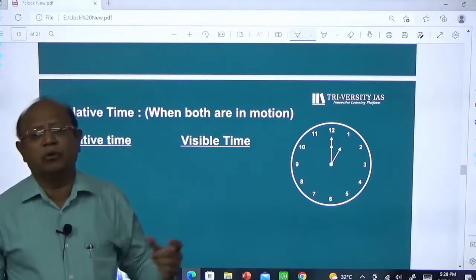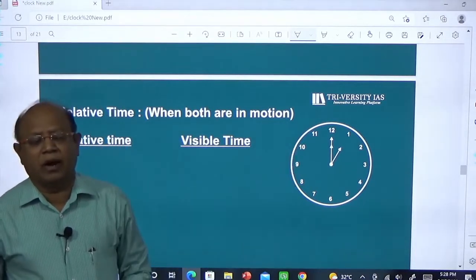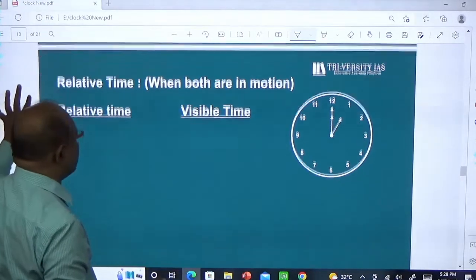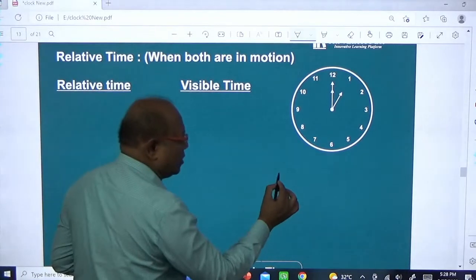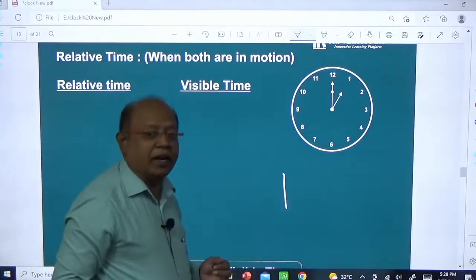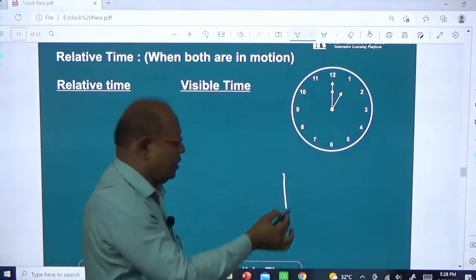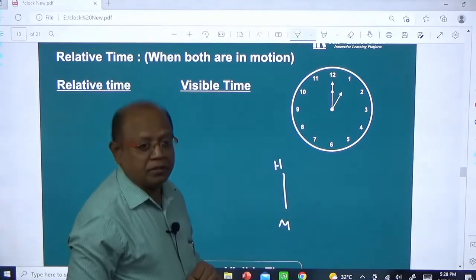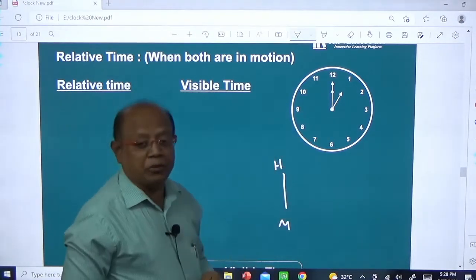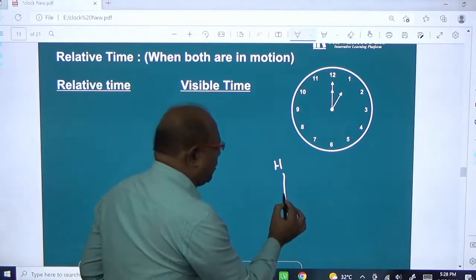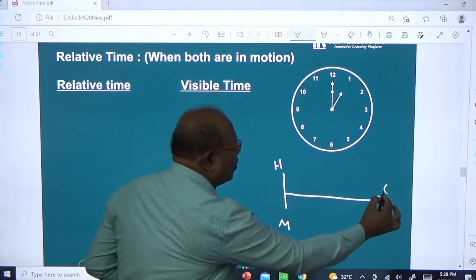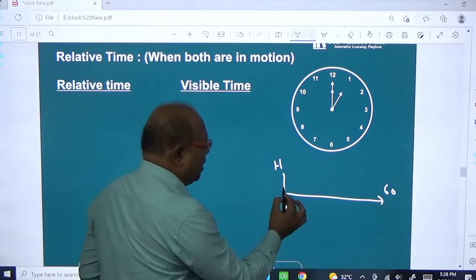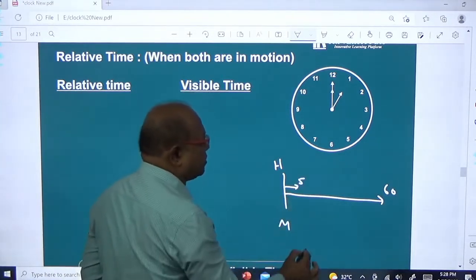What is this relative time? Relative time means both hands are in movement, so what is visible to us is not the actual. Let us see. I am showing you the linear movement of our hand, though actually it is circular motion. Suppose the minute hand and hour hand are at one point, say the 12 o'clock position. Now after 1 hour, the minute hand will move 60 minutes ahead. By this time, the hour hand will move 5 minutes.